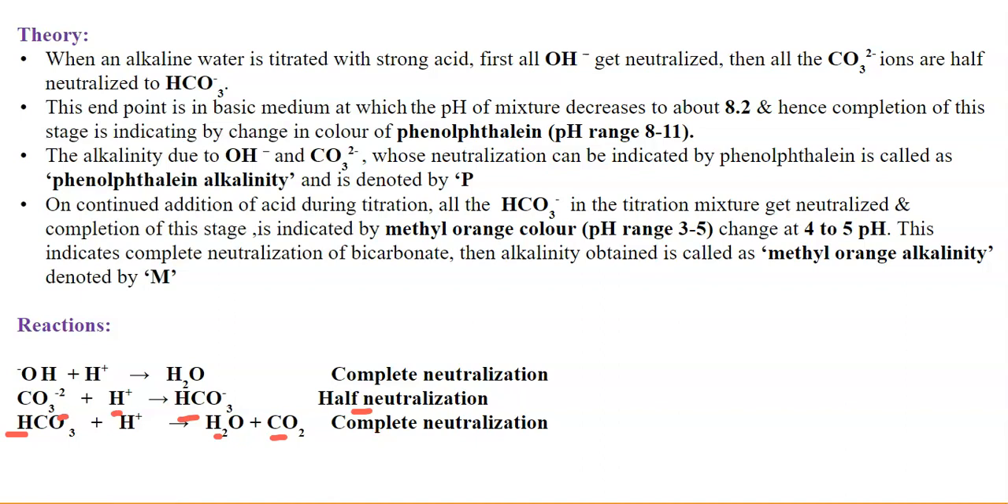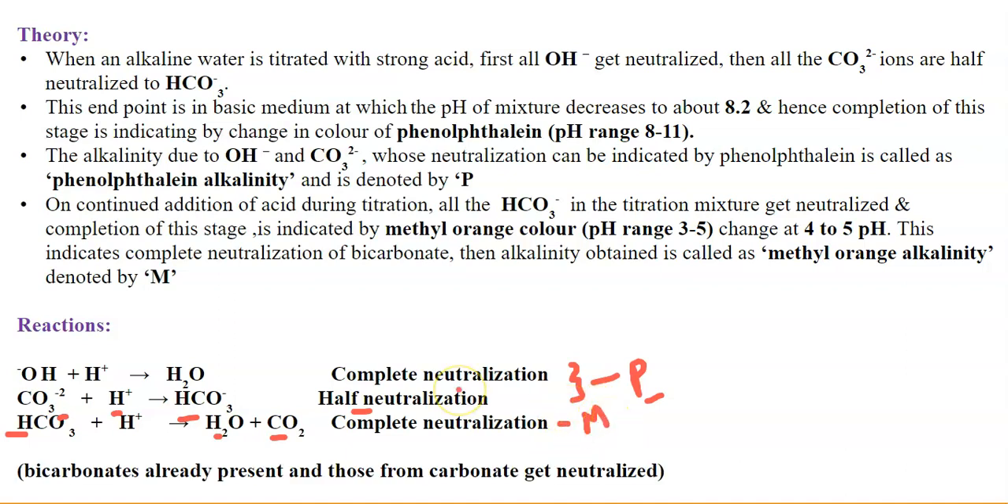Since it is a neutralization reaction, the titration is a neutralization titration. Also, hydroxides and carbonates are going to get neutralized: hydroxide completely neutralized and carbonate half neutralized in presence of phenolphthalein as an indicator. So we also call it phenolphthalein alkalinity denoted by capital P. While bicarbonates are going to get neutralized when we are using methyl orange as an indicator. So we also call it methyl orange alkalinity denoted by capital M.